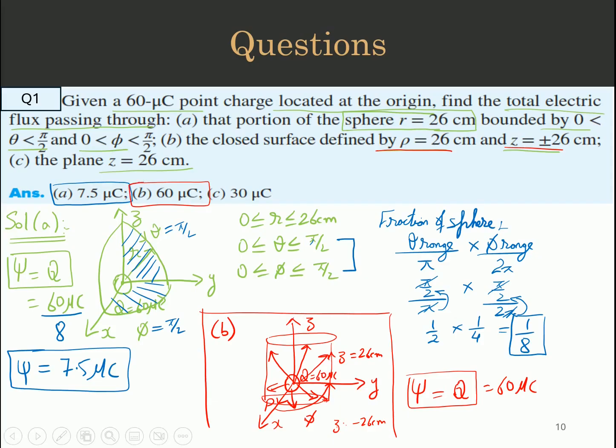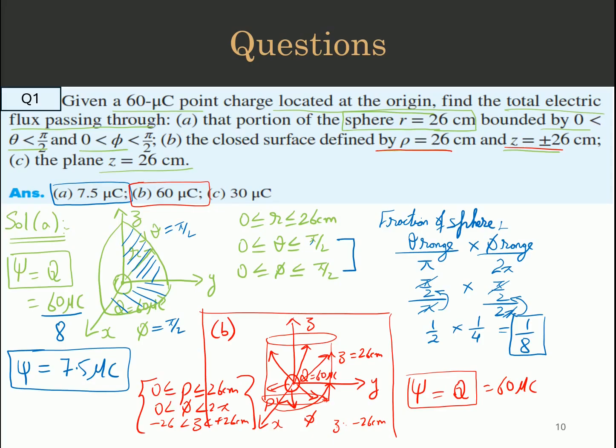Nothing is going to be changed over here because the charge is at the origin and it is confined inside the complete cylinder, because the range of the cylinder is phi is between 0 to 2 pi, and z was between minus 26 to plus 26 centimeters. So because of these ranges, the electric flux lines are confined inside this cylinder.